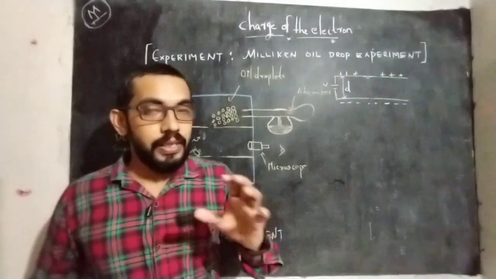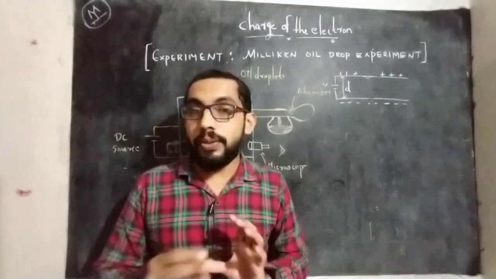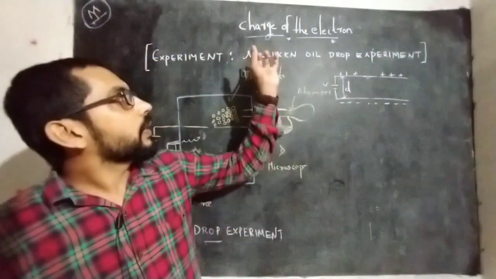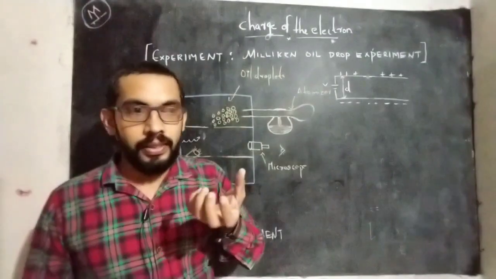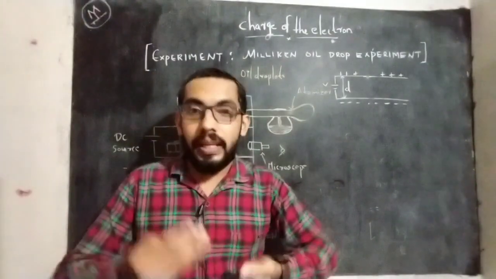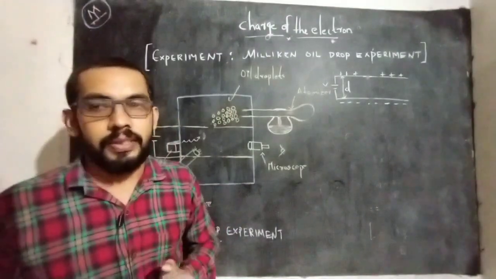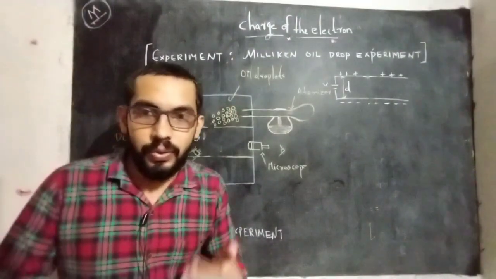We know that the idea of charge led to the study of atomic structure. So what is the amount of charge? Millikan and Fletcher tried to find out the charge of an electron. Let's go to the experiment.